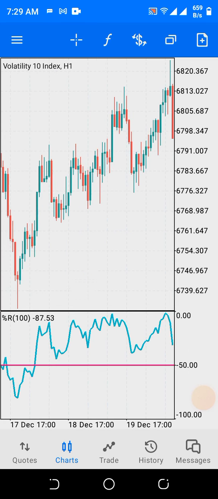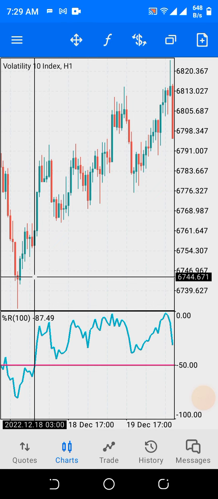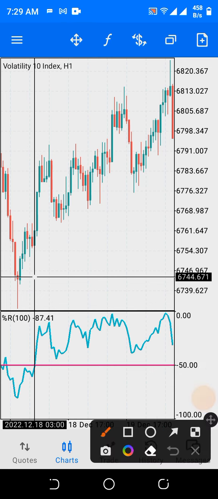Now I'm still following it. Now here, look here, I still make my entry here. After a few hits of stop loss, I still continue with this particular trade, this particular strategy on volatility 10 index. I still continue with it without changing time frame, without changing strategy, and you see it, the profit continues moving.